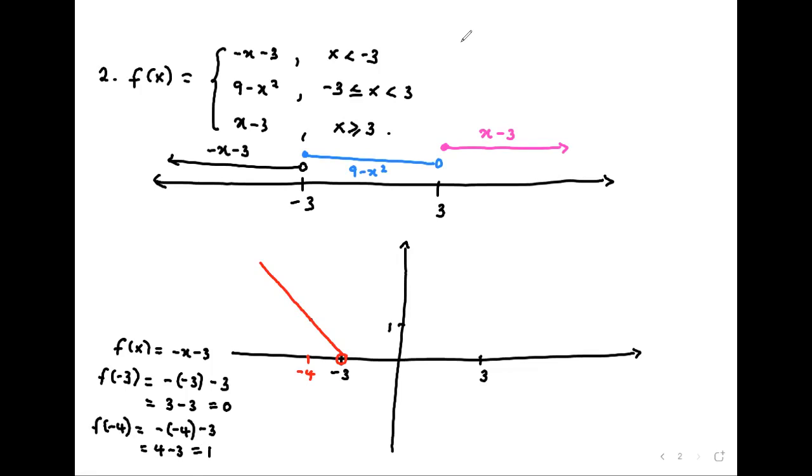It is 9 minus x squared. This is not a line. It's a quadratic. A quadratic gives us a curve. So we are dealing with a curve. So we'll start from where now? We pick the same -3 again. So what is f of -3? This time around, because we are in this interval, our f is 9 minus x squared. So we'll have 9 minus -3 squared.